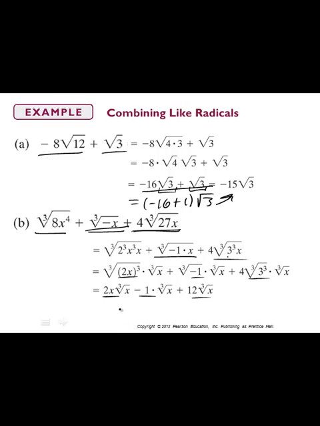And when we combine these, you can just focus now on the coefficient: 2x minus 1 plus 12. You can combine the minus 1 and 12 to make 11. So you're left with 2x plus 11 times cube root of x. Okay?